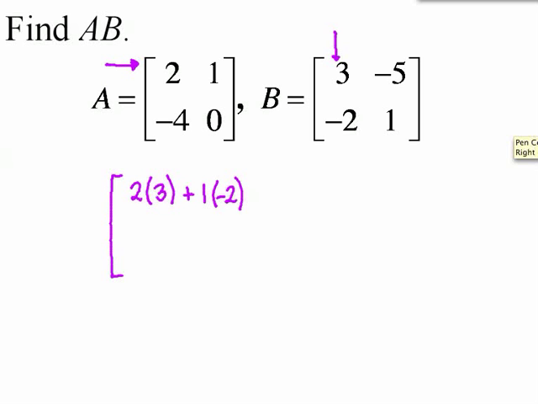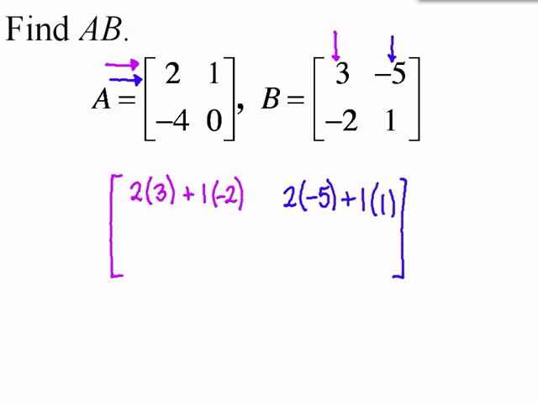Now I'm going to do row 1 times column 2, which is 2 times negative 5 plus 1 times 1. Now I'm going to do row 2 times what? Column 1, which is negative 4 times 3 plus 0 times negative 2. And last but not least, row 2 by column 2, which is negative 4 times negative 5 plus 0 times 1.